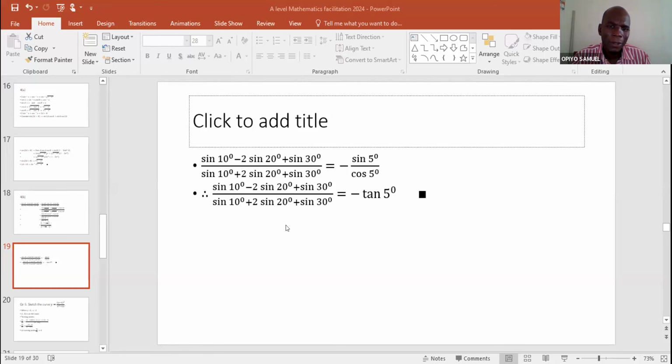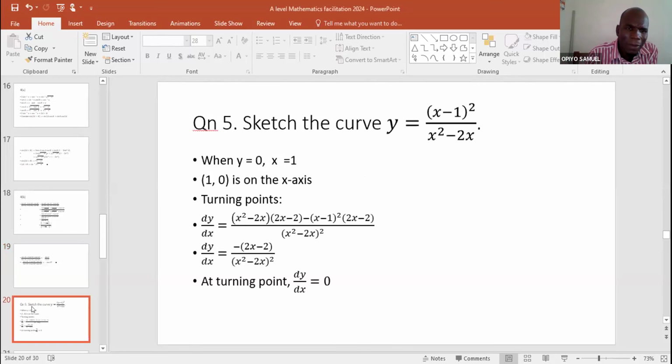Hello. Okay, sir. Yes. In the question, you're having on the right hand side negative tan inverse of 5 degrees, but here it's just tan 5 degrees. Really? Oh, are you sure? Let me check. Probably, but I remember it should be that.